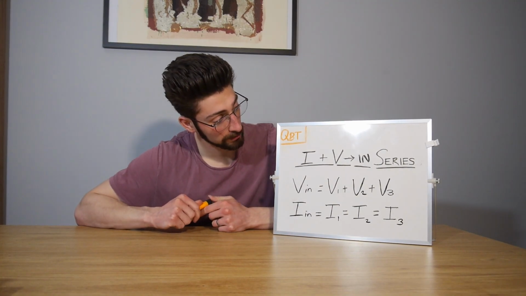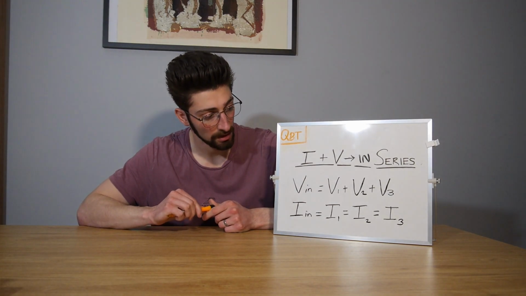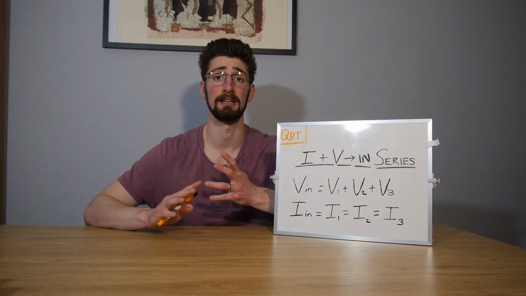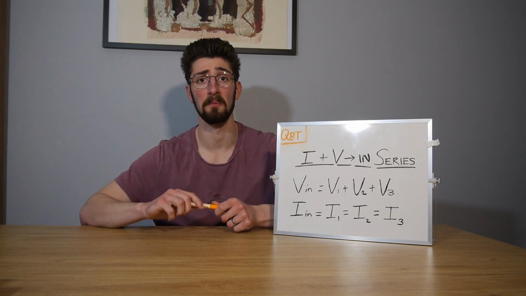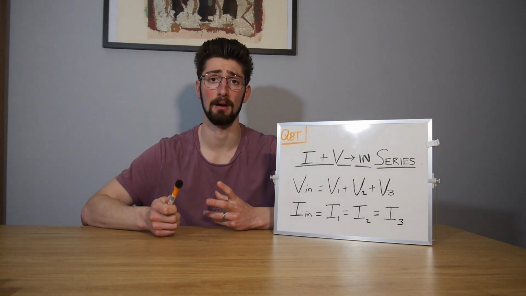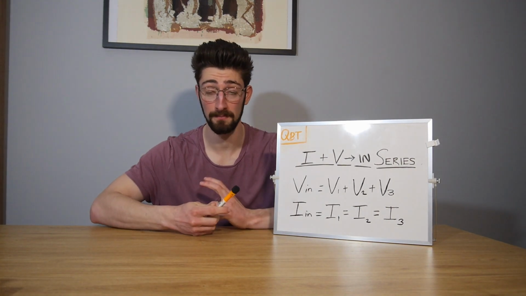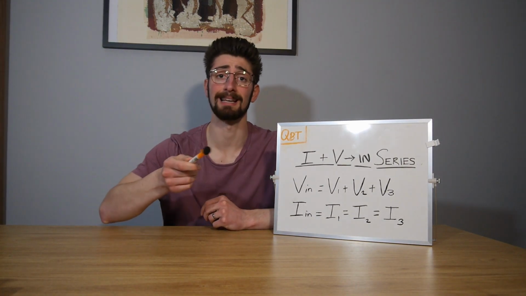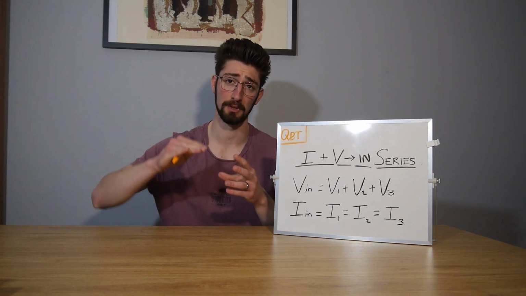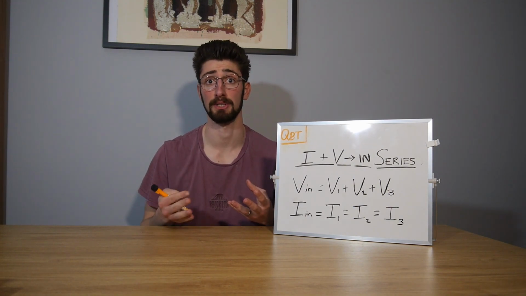Today we're talking about current and voltage in series circuits. Current and voltage are distributed differently depending on whether they are in a parallel or series circuit, but in this video we're going to be talking about how they are shared in a series circuit. In a series circuit, the voltage that goes in is shared across all the different components in the circuit. So it splits differently depending on how many components there are.